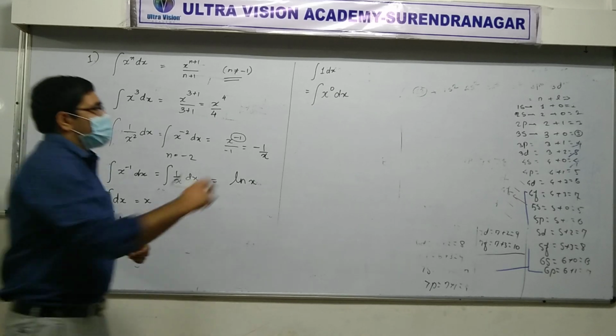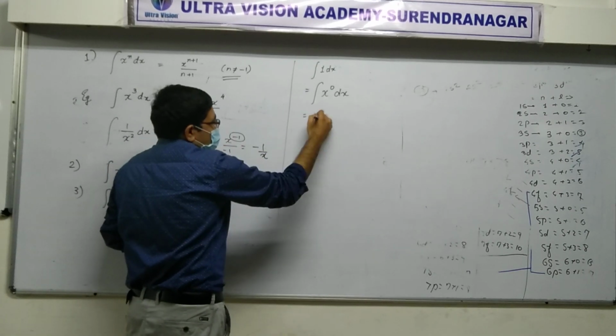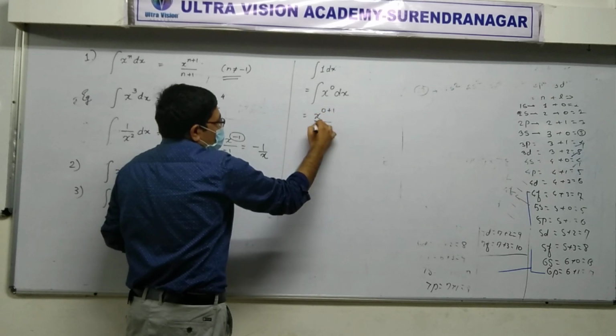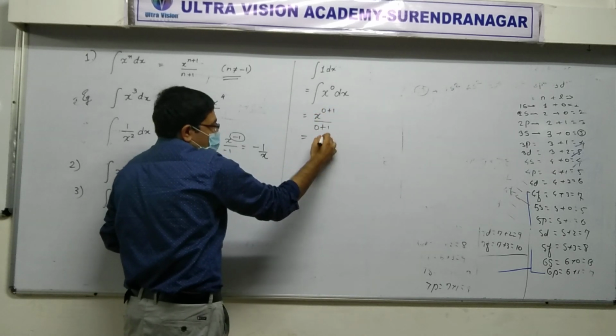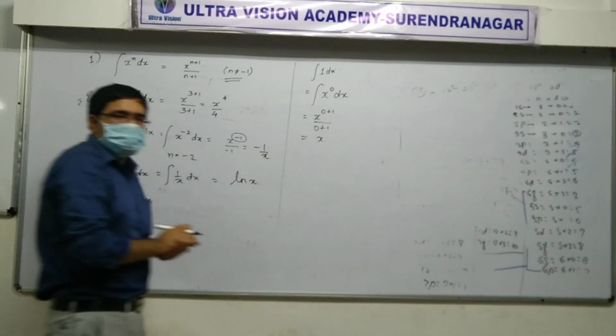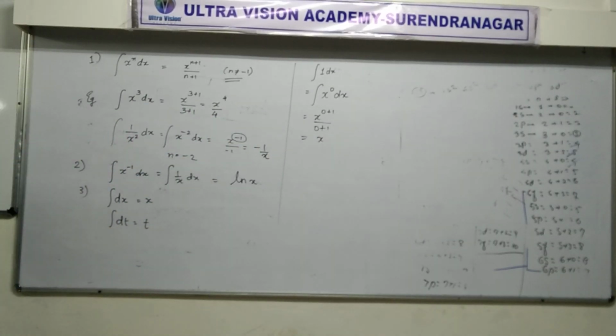X raised to 1. It's equal to x raised to 0 plus 1, upon 0 plus 1. 0 plus 1 means 1. So x raised to 1 means x upon 1 means x. Clear? Yes. So that's a little proof of this.